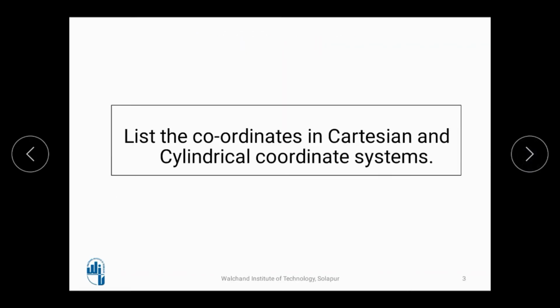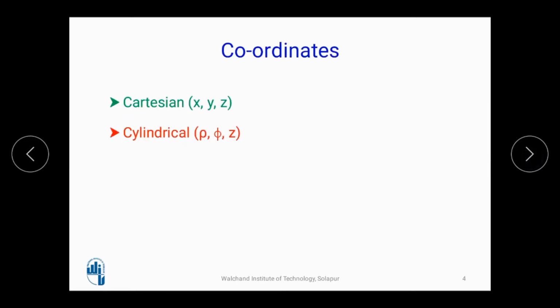Before we move ahead, let us list the coordinates in Cartesian and cylindrical coordinate system. First, one needs to learn the Cartesian system, then cylindrical, and then we'll move to spherical. I have already posted videos regarding Cartesian and cylindrical coordinate systems. The coordinates in Cartesian coordinate system are x, y, and z. The coordinates in cylindrical coordinate system are rho, phi and z.